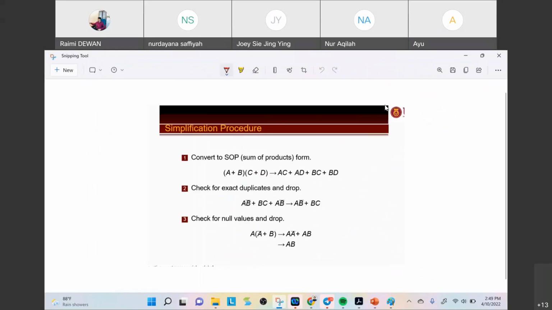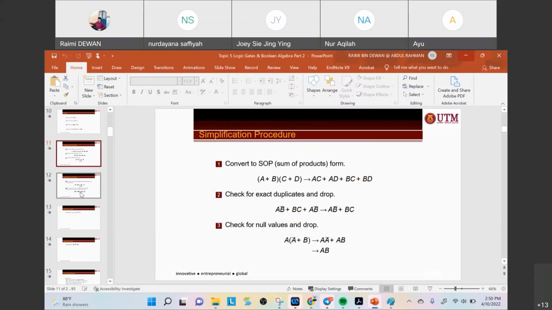For example, if you have A B bar plus A B bar plus A B bar, you have 3, but you just drop the duplicates. It still becomes A B bar. So that's why it's mentioned here. You drop the duplicates and then you check for the null value and drop. For example, you have A bar A plus B. If you expand it, this one will result in 0. So you only have AB. So this is the simplification procedure.